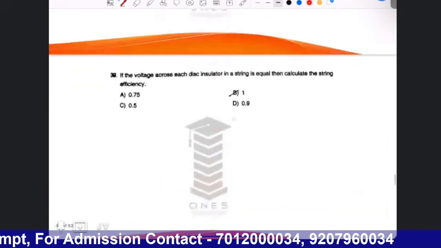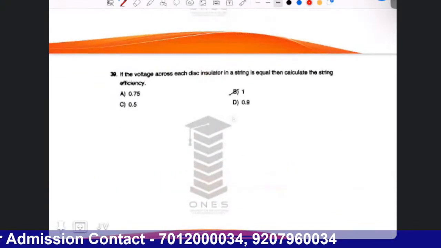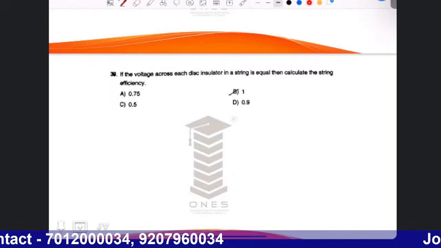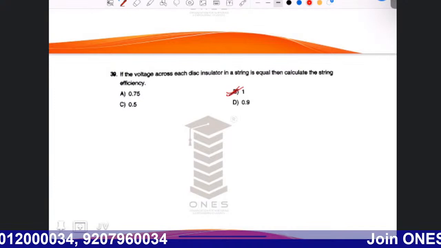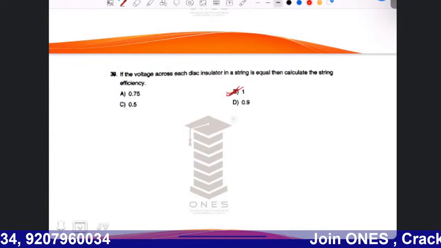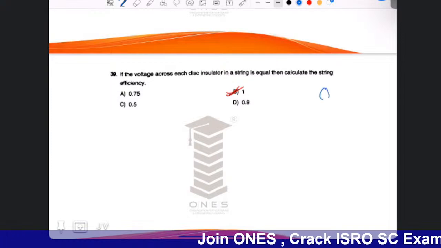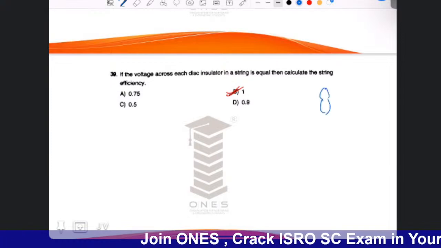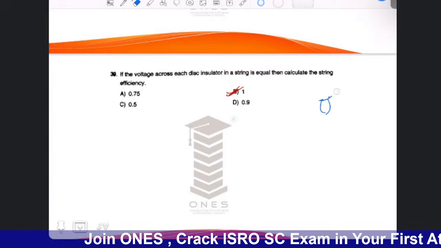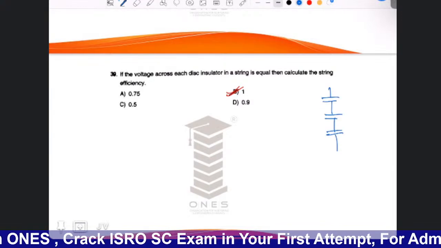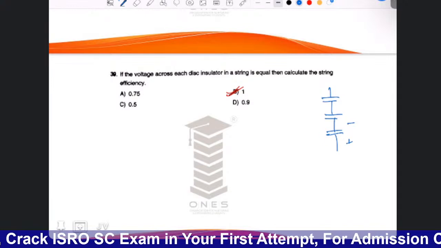Question number 37. If the voltage across each disk insulator in a string is equal, then the string efficiency will be 100%. Normally, why do we calculate string efficiency? Because the voltage across each unit in the string is not equal. The one at the bottom will have the maximum voltage.